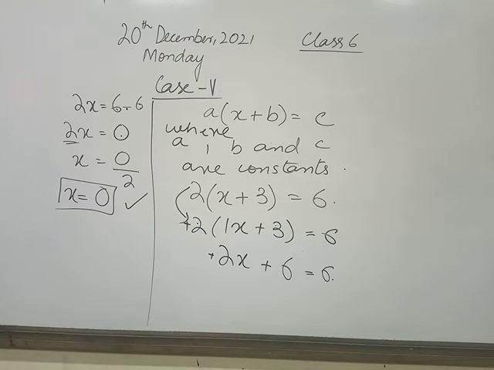Fine. So this is how we can solve case number 5. I am going to repeat. You have to listen class very carefully. The general form of case 5 is a into x plus b equals to c, where a, b and c are constants. Fine. And for the numerical values of a, b and c, I have taken 2, 3 and 6, so putting the numerical figures in it, I have 2 into x plus 3 equals to 6.